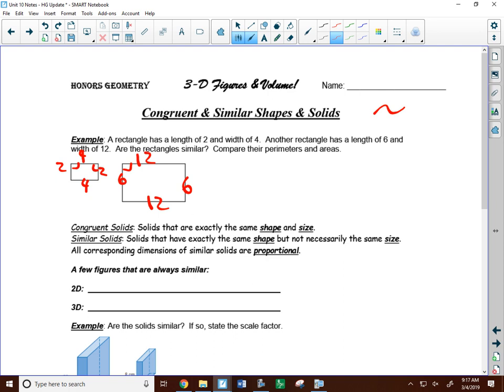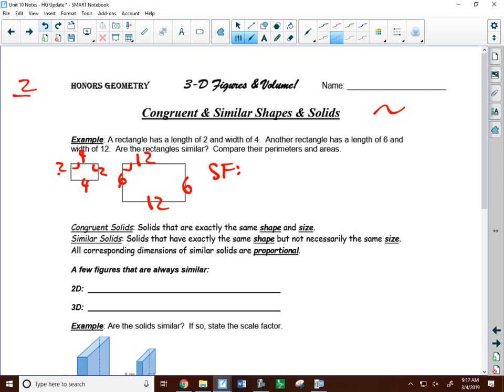Oh, by the way, we can't use angle-angle similarity. That's only for triangles. But we can still show they're similar. So here's what we're going to do. Let's look at the scale factors. Let's do this one. Let's just do the overall one right over here. Overall scale factor 2 to 6.